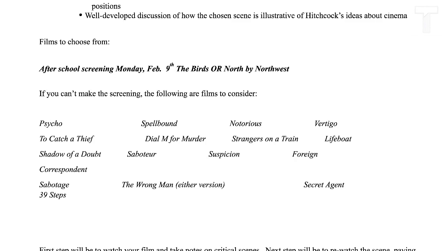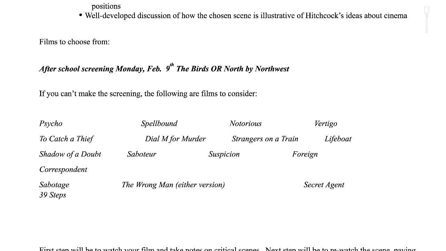To Catch a Thief, I think it's either Grace Kelly or the Breakfast at Tiffany's woman, whose name I'm blanking on, Audrey Hepburn, and Cary Grant. Dial M for Murder is a husband that plans to murder his own wife and get away with it. Strangers on a Train, two people meet on a train and their lives become intertwined.